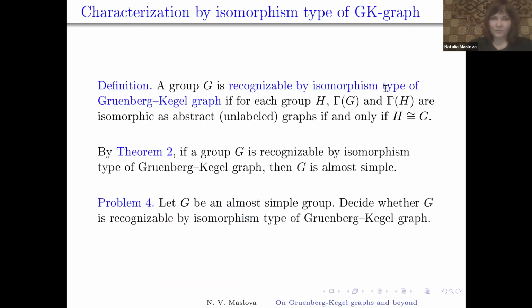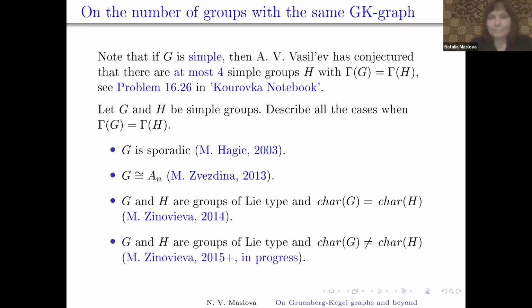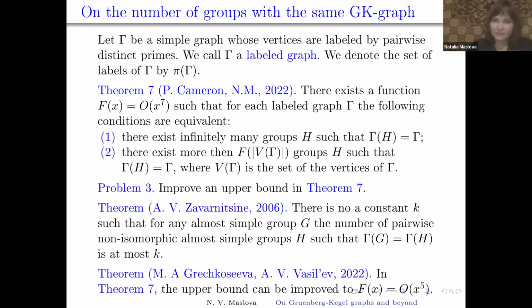And for finite simple groups, what does it mean? It means that the number of pairwise non-isomorphic almost simple groups with pairwise coinciding Gruenberg-Kegel graphs is bounded by this function on the number of vertices of the graph.